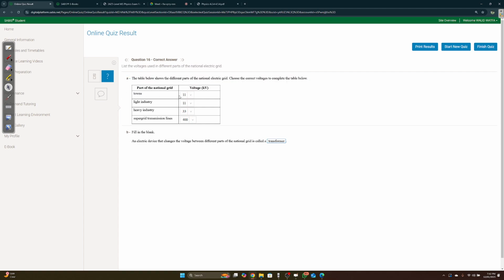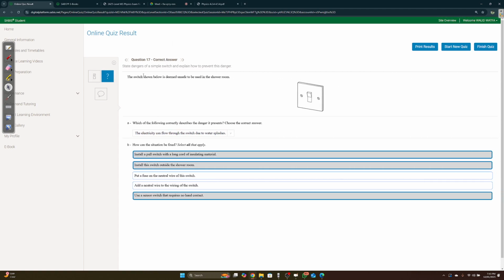When you think towns, think of buildings and whatever. New York, Dubai, and whatever. Heavy industry is obviously 33, and then super grid is 400. An electrical device that changes the voltage is what? Obviously transformer. These questions are so easy.